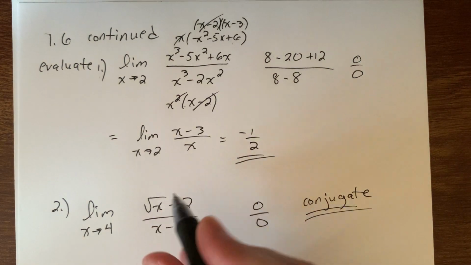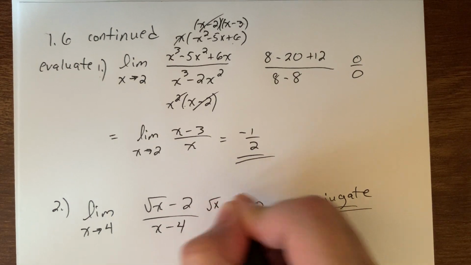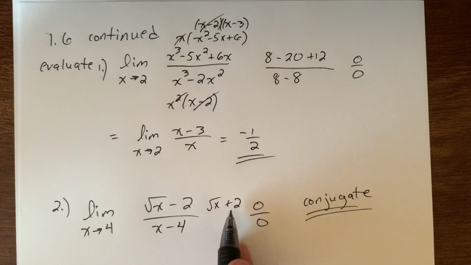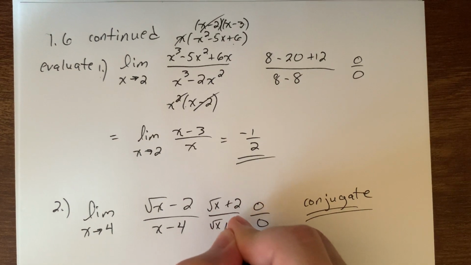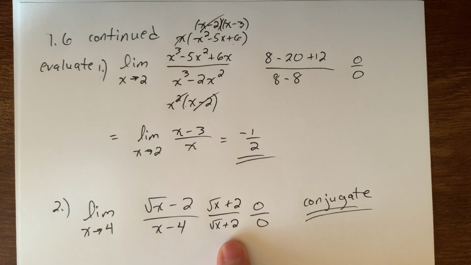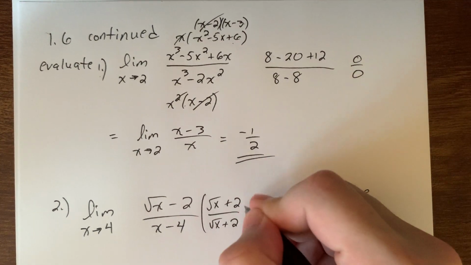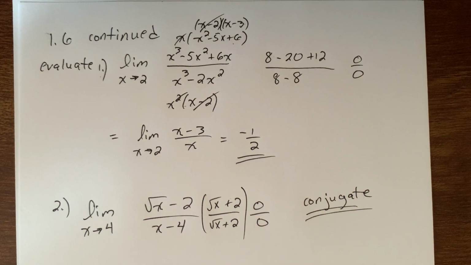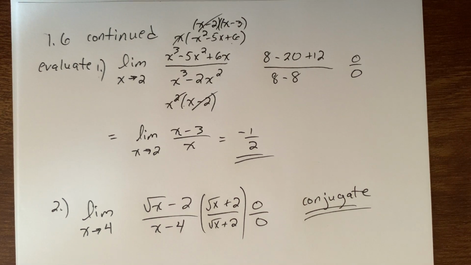The conjugate here, coming from the top, would be radical x plus 2. But I can't just multiply the top. Again, I need to manipulate, not change. So whatever I do to the top, I'll also do to the bottom. So I'm multiplying this times my original function. In essence, I'm multiplying by 1, and by multiplying by 1, you don't change anything. So again, it's a manipulation, not an actual change to the function.